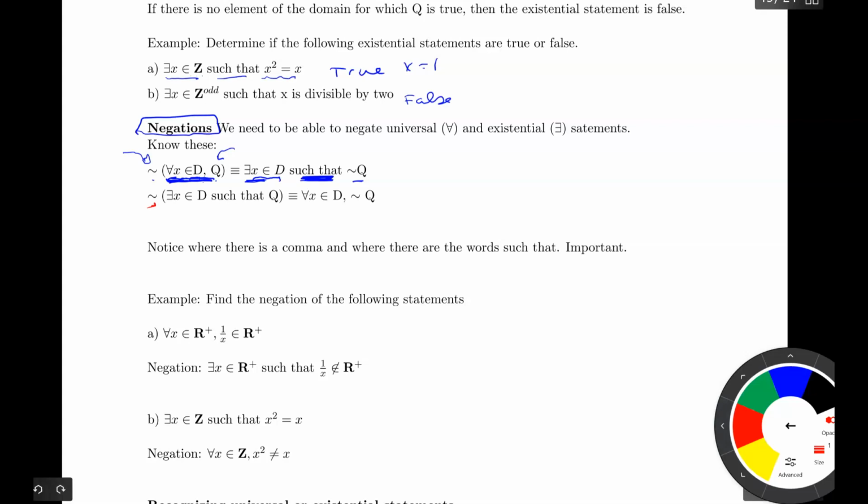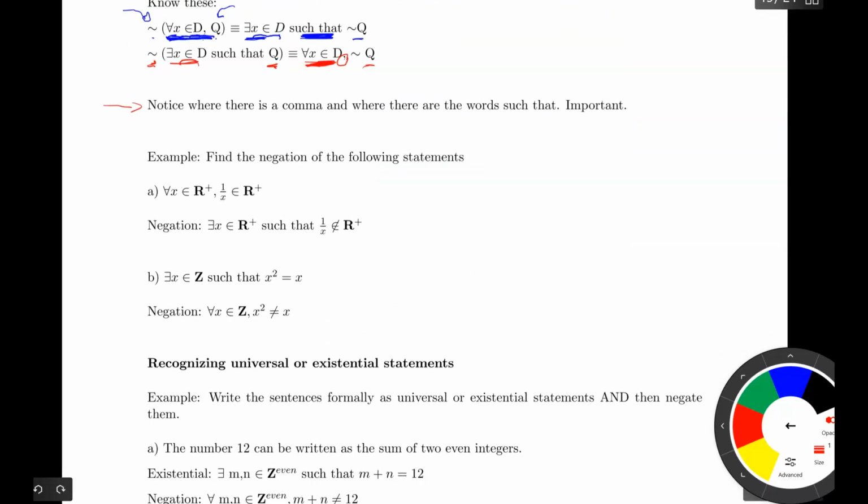Okay, let's move to this next one. So I'm taking the negation of a "there exists." The negation of a "there exists" is a "for every X in D." And then since I've got the universal quantifier, comma, and then negate the Q. Okay, so these are really important distinctions, just saying it in words here.